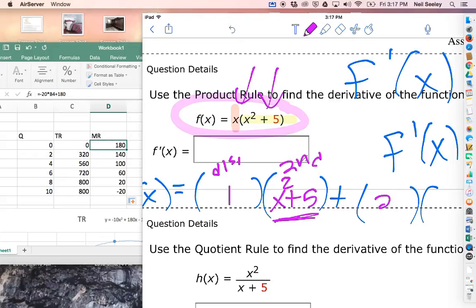Now that's 2x. The derivative of x squared plus 5 is 2x. So that's d second, and then the first unchanged. Boom. If you notice, these 2 that are underlined are the first and the second function, and the first function unchanged.